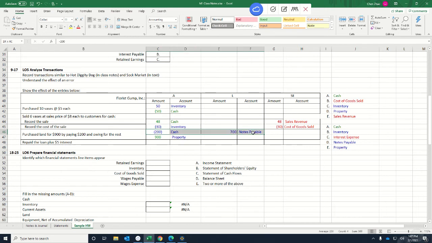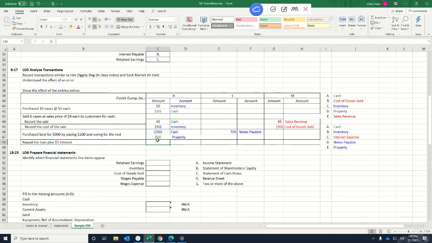So I think you have a similar homework question. It's asking you what is the impact on asset after this. So the impact is you have a 700 increase in asset, you have a 700 increase in liability, and that makes our accounting equation hold. Okay.